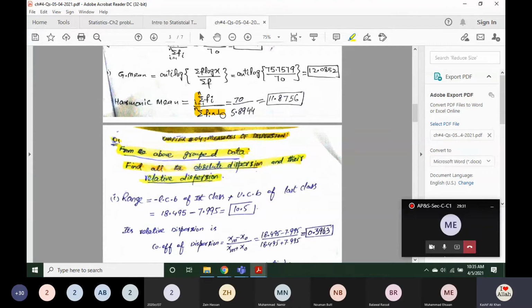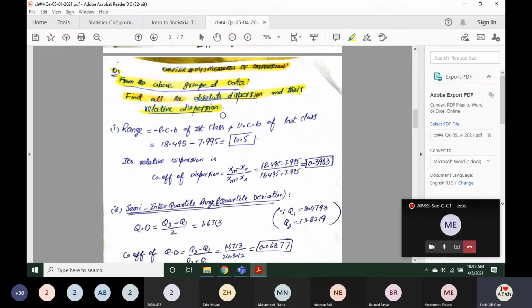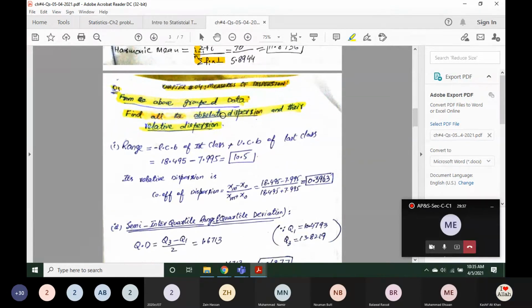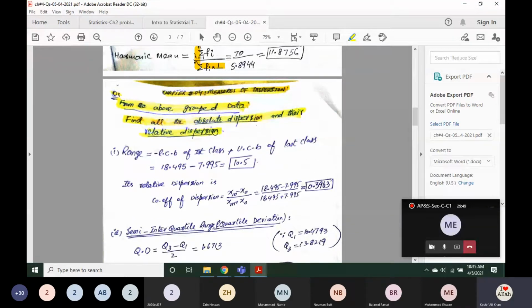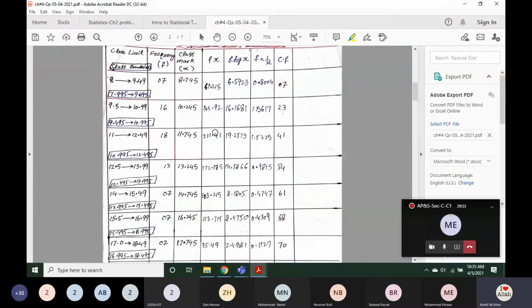Okay, please come to chapter number 4, measure of dispersion. From the above grouped data, find all the absolute dispersions and their relative dispersions. Noted that now it is grouped data.